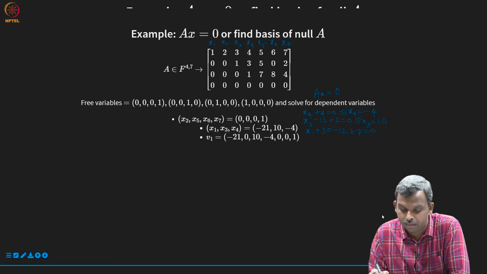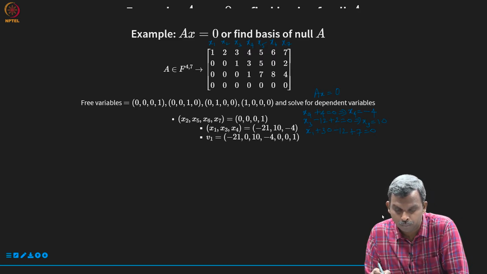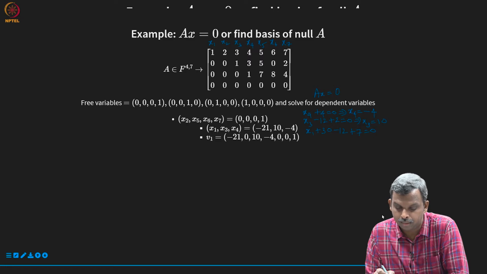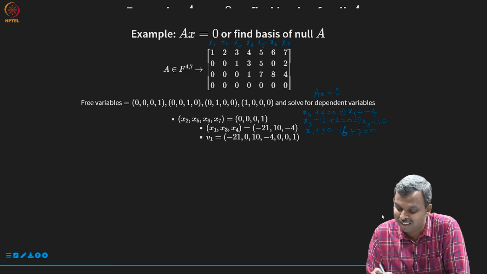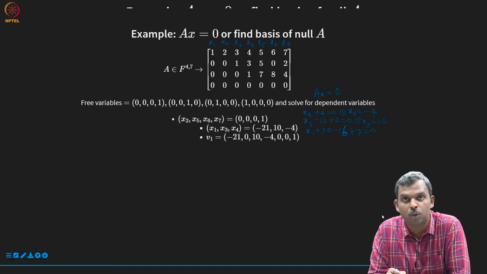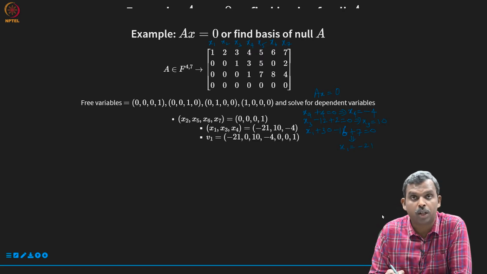Did I get that right? Maybe I made a small mistake here. Let me just check that once again. I think there is a mistake here. So you have x1 plus 30 minus, oh no, this is not 12, this is 16, right? Yeah, you're right. So that's correct. So I didn't make a mistake. So x1 plus 30 minus 16, because it's 4 times minus 4, it's minus 16, plus 7 equals 0, and that will give you x1 equals minus 21. So that's what I got here. Okay.